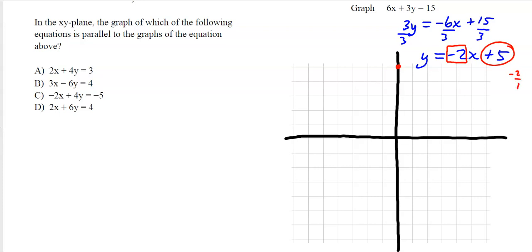you can kind of think of it as -2 over 1. So I got to go down 2, right 1. Down 2, right 1. 2 and 1, 2 and 1, 2 and 1. Done.